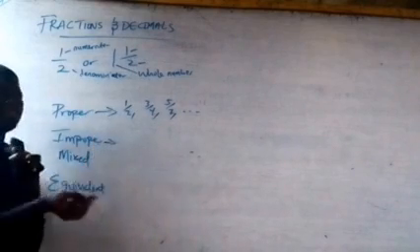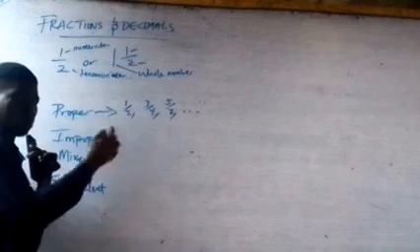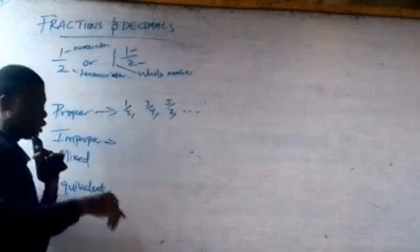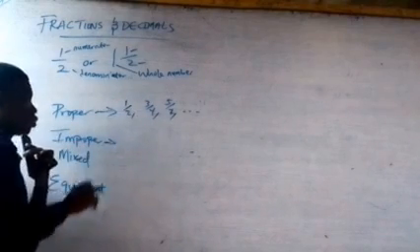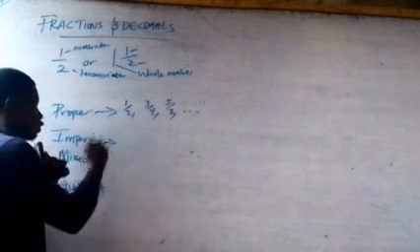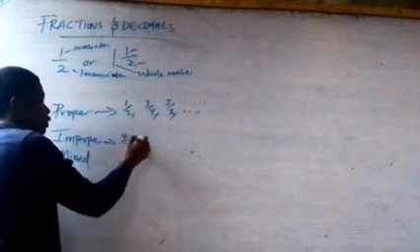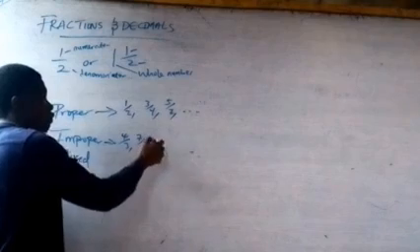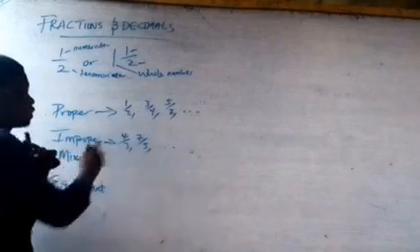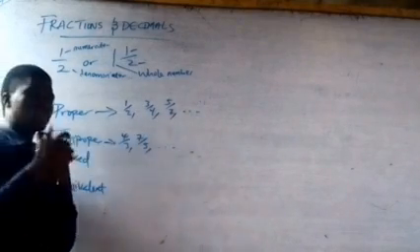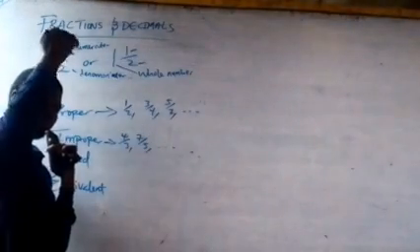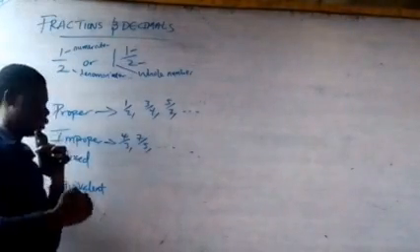An improper fraction is the opposite. It is when the numerator is bigger than the denominator. That's when we have improper fraction. For example, we can have 4/3, 7/5, and so on. This is an improper fraction. It is when the numerator is bigger than the denominator.